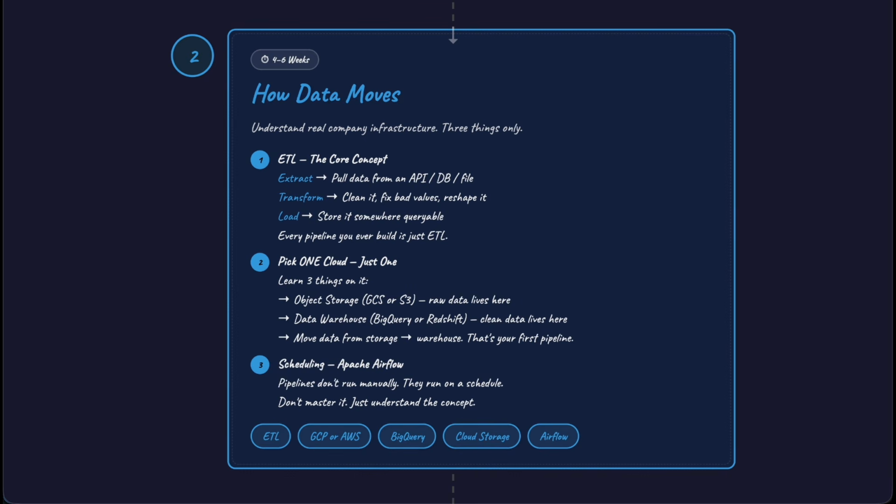Second comes the data warehouse. On GCP it's called BigQuery, on AWS it's called Redshift. This is where the clean queryable data lives. Third comes how a simple pipeline runs on the cloud. Pipeline here basically means taking the raw data, transforming it and storing it in a warehouse. This process we call a data flow pipeline.